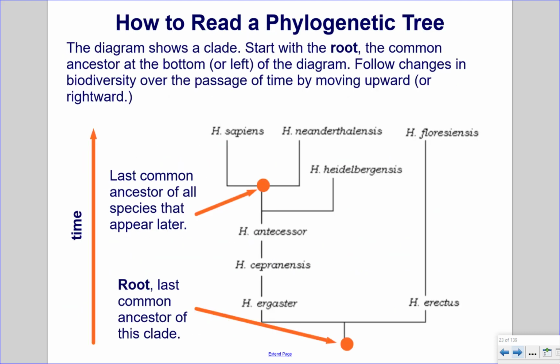How to read a phylogenetic tree. The diagram shows a clade. Start with the root, the common ancestor at the bottom or left of the diagram. Follow changes in biodiversity over the passage of time by moving upward or rightward. So the last common ancestor of all species that appear later are further up on the diagram. But the root, the last common ancestor of the clade, is at the bottom of the diagram.